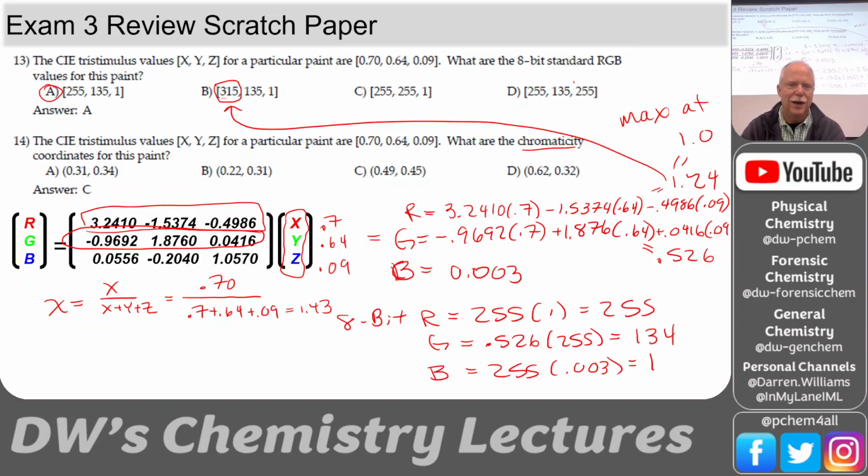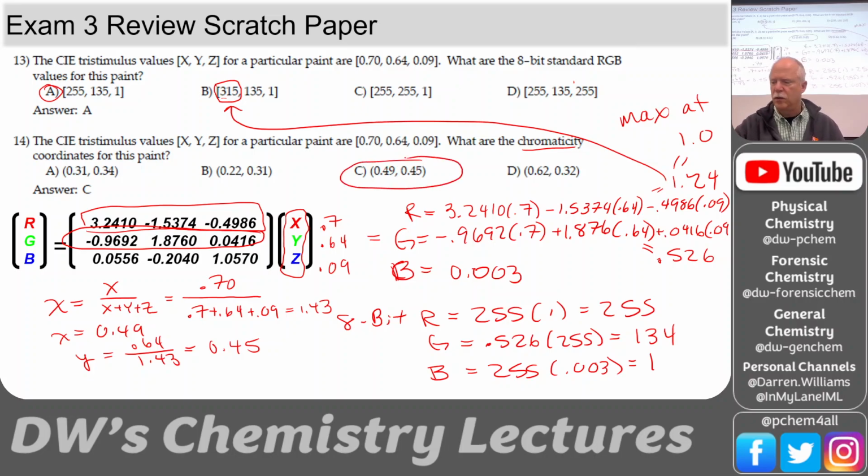So 0.49. So little x is 0.49. That's the x value on a chromaticity diagram, and then the y value is equal to 0.64, the Y value, over 1.43. That's 0.45. Yeah, so that's what we've got here. That's the math on those two.